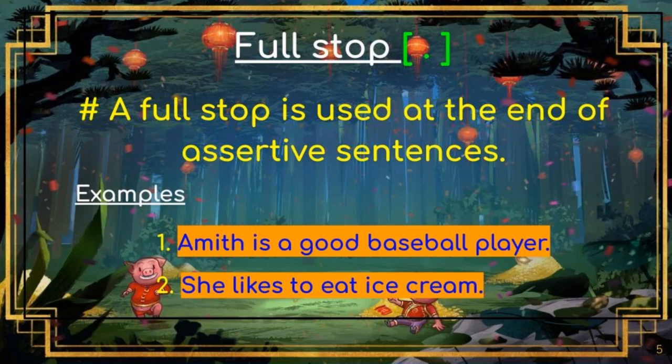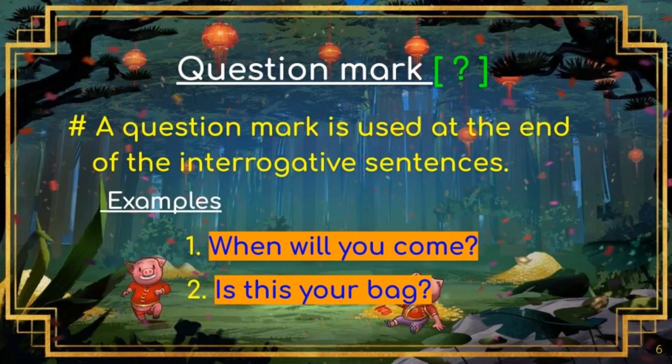Students, now we are going to revise question mark. A question mark is used at the end of interrogative sentences. Okay students, what do you mean by interrogative sentence? If you want to ask a question to someone, you can use an interrogative sentence. At the end of the interrogative sentence, we use a question mark.